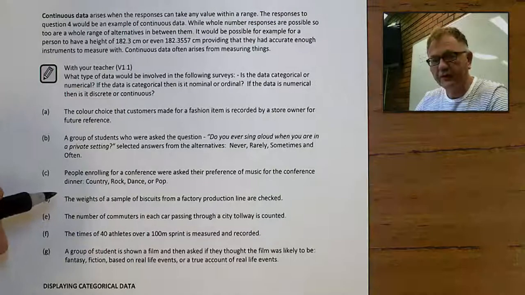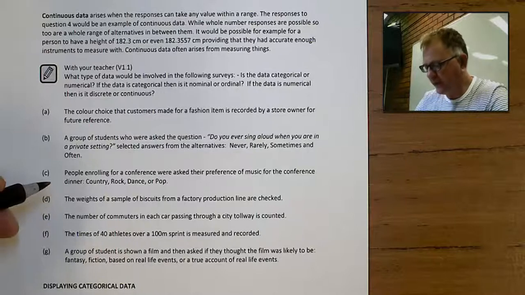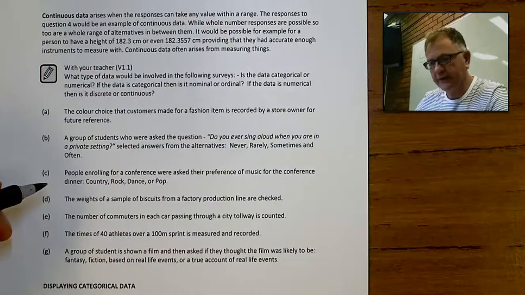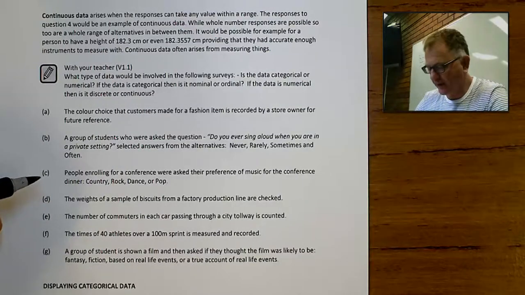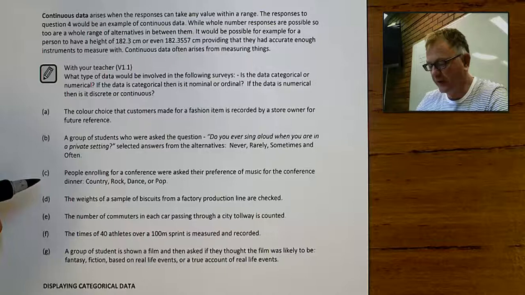In this exercise, we're asked to classify data into different types. And first of all, we have to decide whether data is categorical or numerical. Now, a good way of telling between this is to ask yourself, what would the surveyor or the researcher be writing down? Would they be writing down a number, in which case the data is likely to be numerical, or are they writing down a word, in which case it's likely to be categorical?